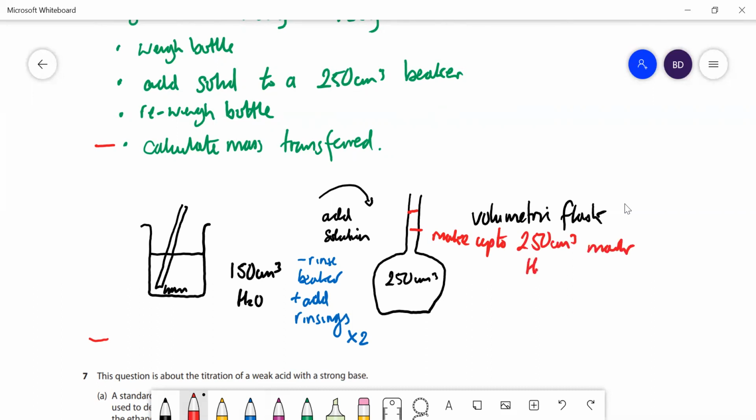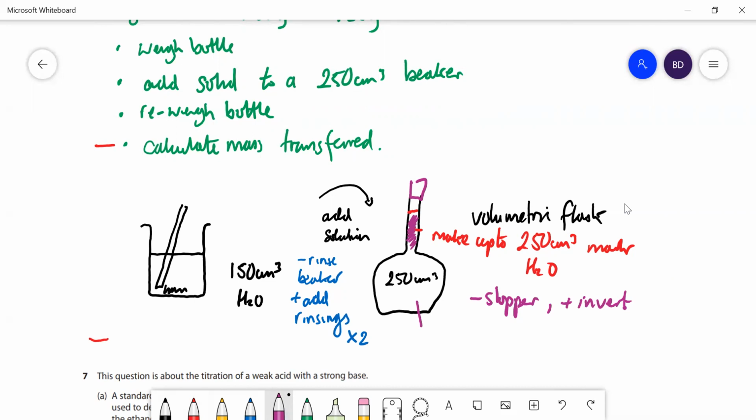With distilled water. And then very importantly, it's important to stopper the flask and invert several times to make sure it's mixed up. If you don't do that, you tend to just end up with distilled water in that part of the flask and a more concentrated solution at the bottom. So that is all you need to say. For 6 marks, that's the entire procedure.